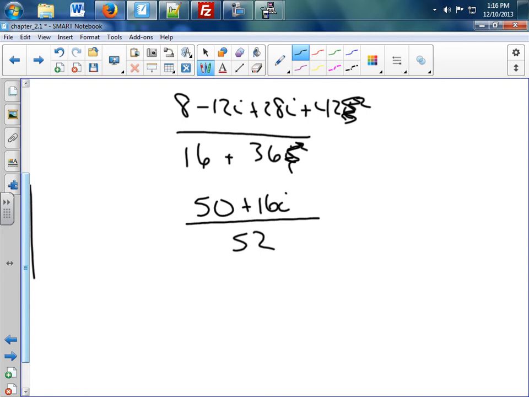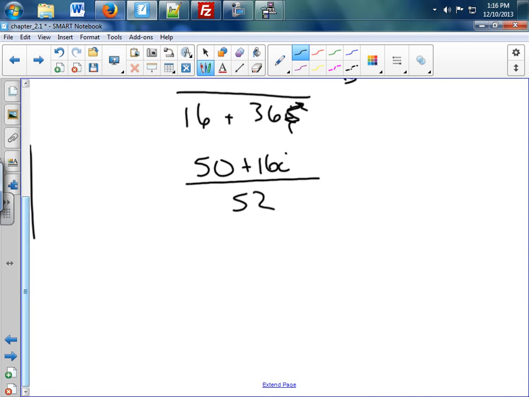Now, I'm not done. Okay? When you have something like this, you have to look at all the numbers. Do they all have some factor in common? I can reduce all of them. I'm going to go by twos. 50 divided by 2 is 25. 16 divided by 2 is 8i. 52 divided by 2 is 26. Can I reduce any farther? No.